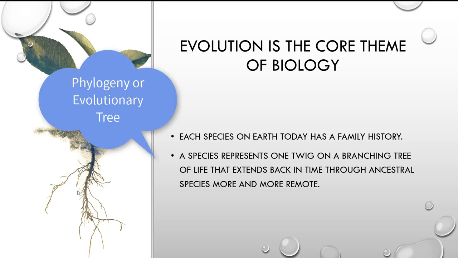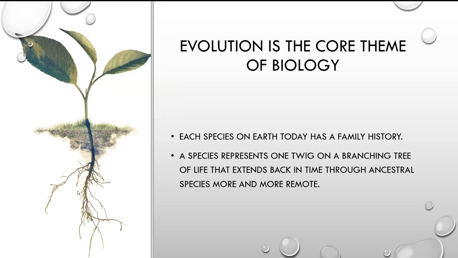So a phylogeny is basically a branching tree of life that extends back through time, where we can see where species may have had an ancestor in the past. And so we can see how connected two species are to each other and how species are related to others. So we're going to look at one of these phylogenies and be able to interpret it.